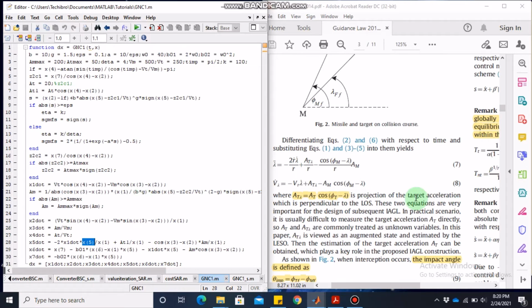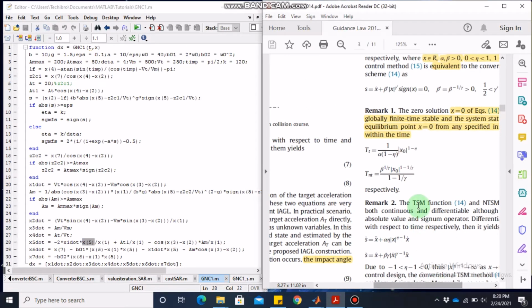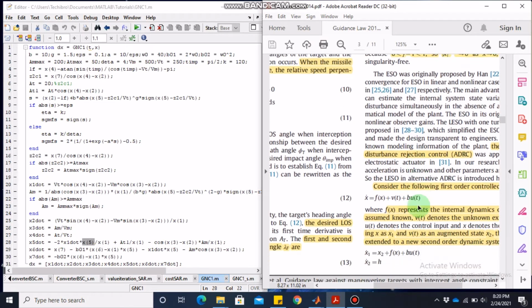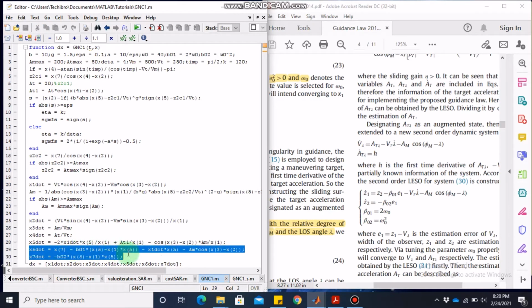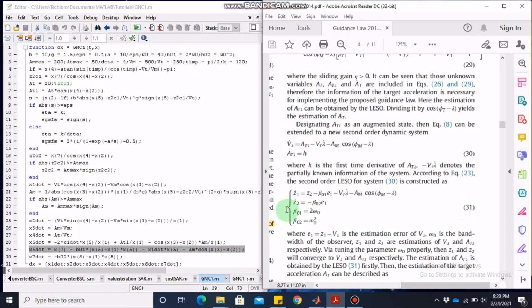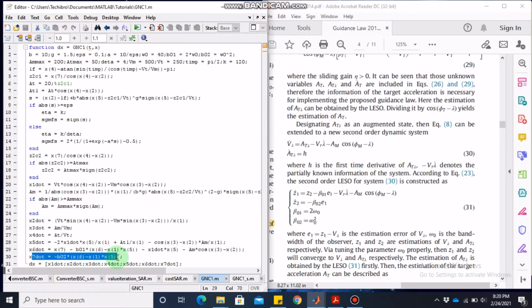So z1 and z2, remember that these are in the observer. If we go down from here, z1 is the first state of the observer, which is state number 6 in our case. This is z1 dot. This equation is the same as equation number 31 in the paper, translated into code as x6 dot and x7 dot. x7 dot is basically z2 dot, and then we have this term z2 c1, which is x7 divided by cos of x4 minus x2.